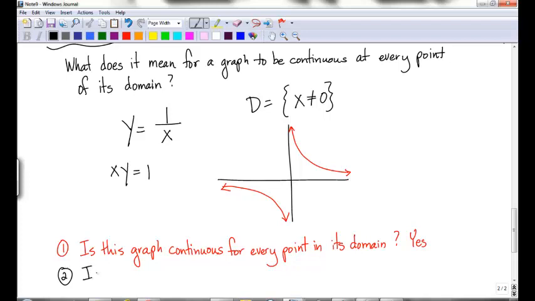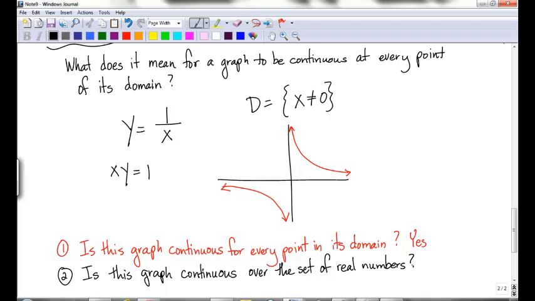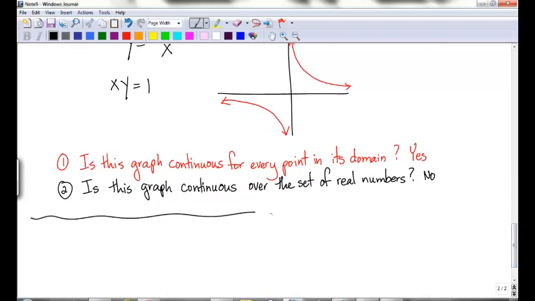Now, if they reword the question: is this graph continuous over the set of real numbers? Real numbers are everything on the number line. Is this graph continuous all the way along here? No, it's discontinuous right there. So the answer is no. It depends on how they word it, so you've got to look at their wording. Put another little separator.